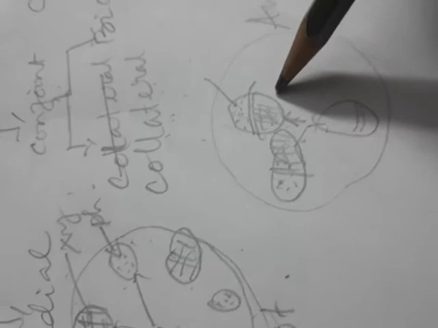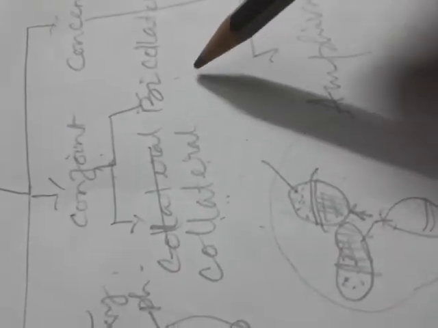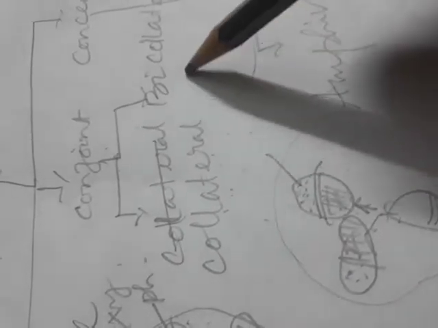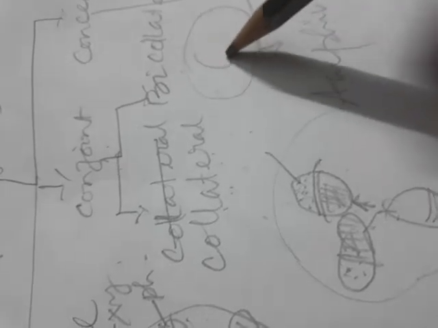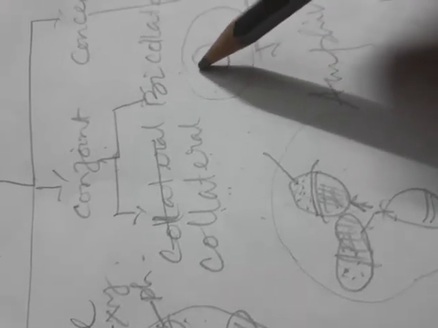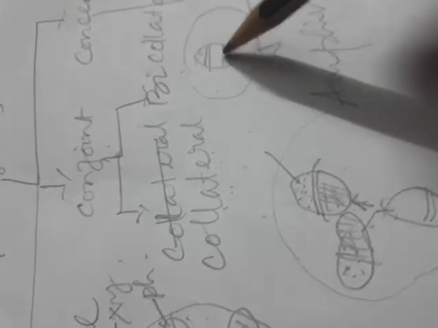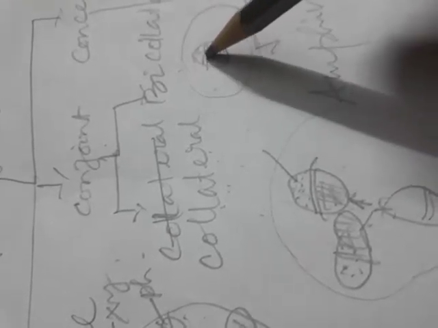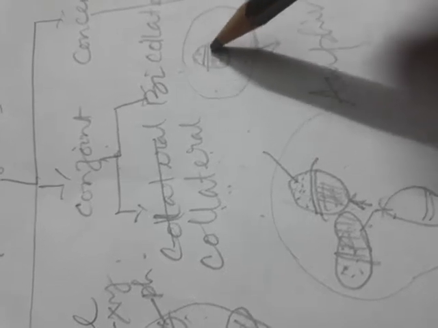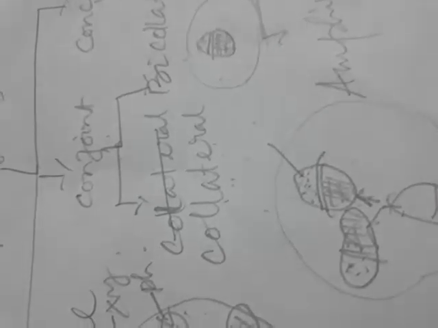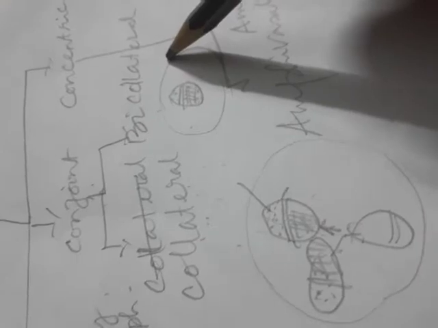Now after that we will come. Bicollateral means, if this is the structure, one vascular bundle I am showing here. In this type of vascular bundle, on both sides phloem will be present, inside and outside, and in between the phloem, xylem tissue will be present, which is called bicollateral.